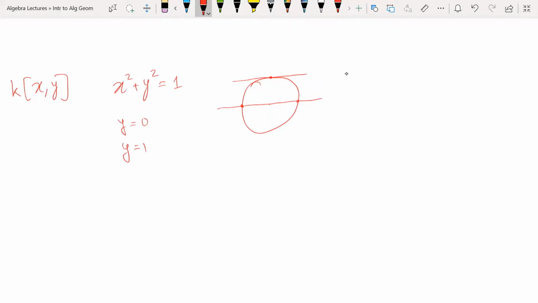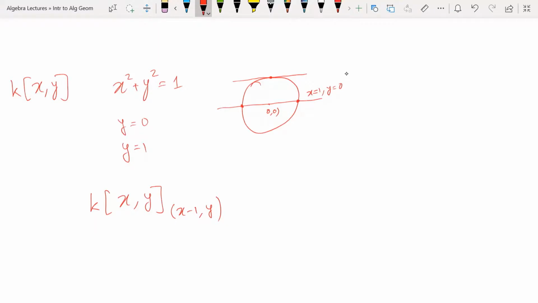Let's look at this point in the picture. This is the origin, and this point is x equals 1 and y equals 0. We look at the local ring around that point. That is just localizing, which is the same as saying you localize at (x minus 1, y). And then in this local ring, we want to look at how this point behaves.